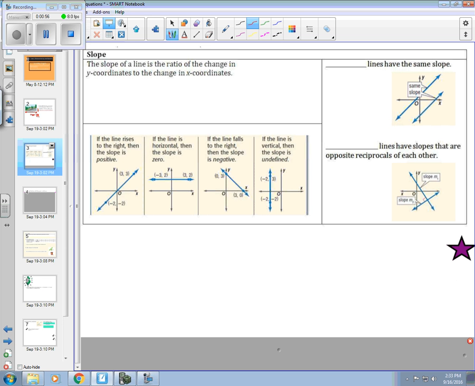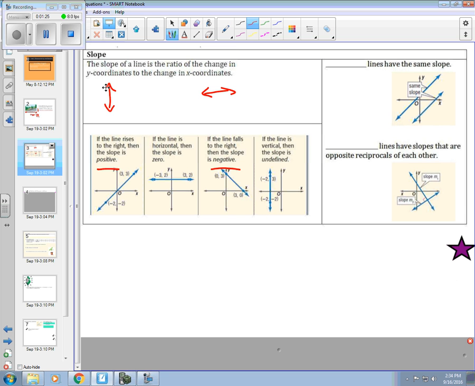So slope is a ratio of the change in your y, which we know is up and down, to your x coordinates, which we know is horizontal. Same thing we just talked about. When a line rises, then it's going to have a positive vertical and horizontal distance. So your slope comes out to be positive when it rises to the right. If it decreases to the right, then you're going to get a negative slope.